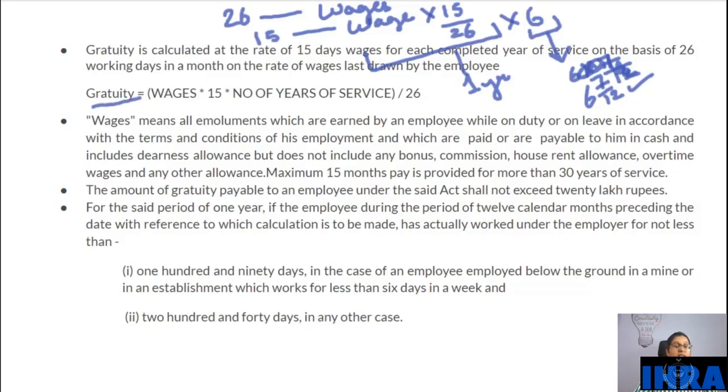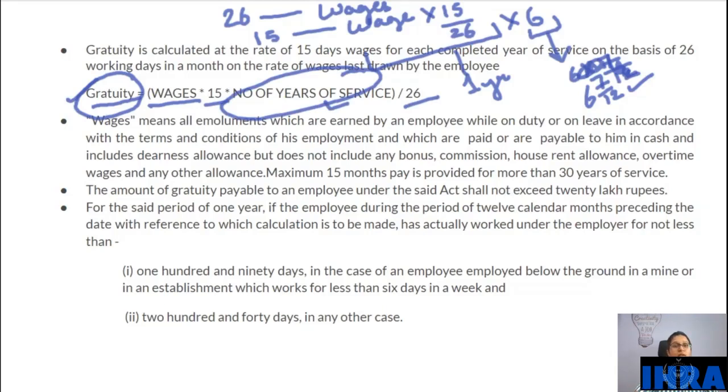It's very simple. If you remember in the real life payslip example, we have seen the gratuity calculation. It's just wages into 15 by 26 for 1 year and into the number of years of service you have rendered. And you know that this should be more than 5 years.